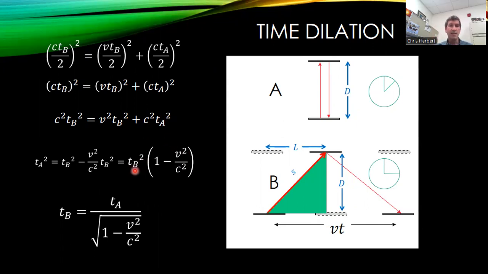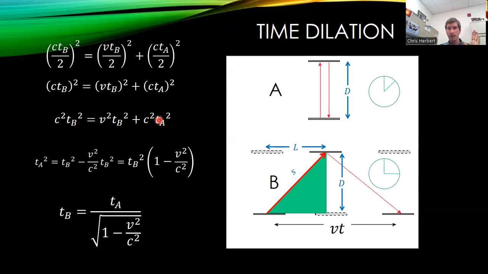And now when I solve for TB, that's equal to TA. I'm going to divide it by this, take the square root on both sides, and I in fact see that the time that observer B sees the beam go up and down is equal to the time observer A sees the beam go up and down, divided by this factor right here, the square root of 1 minus V squared divided by C squared. And again, we can see this comes directly from geometry. This is the Pythagorean theorem that basically we've turned one side of the right triangle.